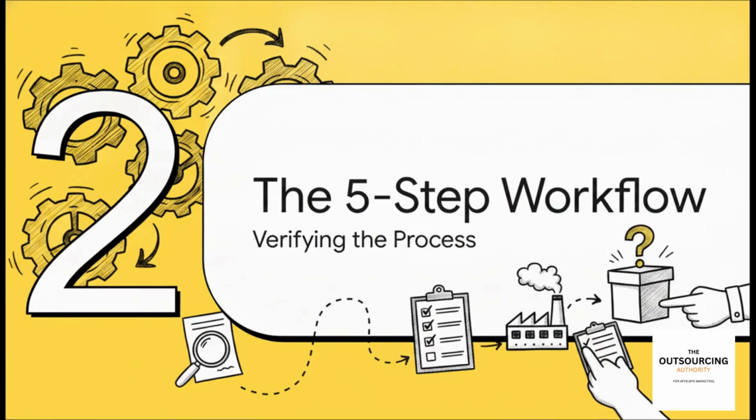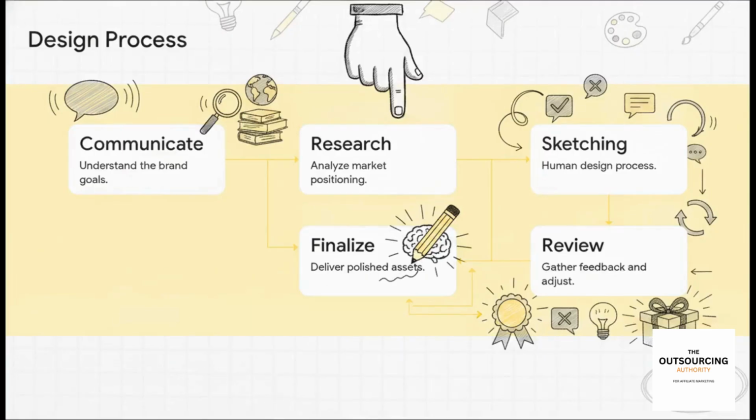Section 2. The 5-step workflow. We have to verify the actual process behind the delivery just to make sure we aren't paying for automated generation. The specific workflow structure indicates a high-effort human design process. Zooming in directly on this 5-step design process graphic, you see they start with strong communication, move into dedicated research, actual human sketching, a review phase, and then finalize the delivery. This kind of step-by-step human intervention is the complete opposite of someone just clicking an auto-generate button.